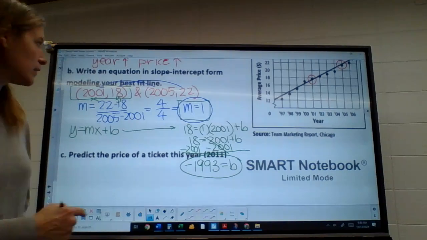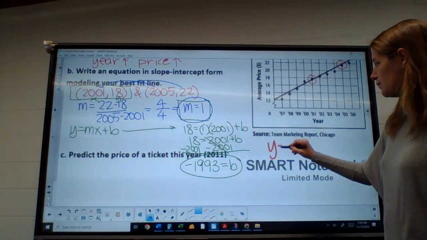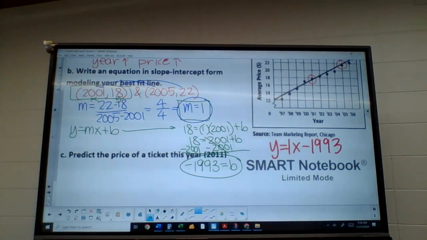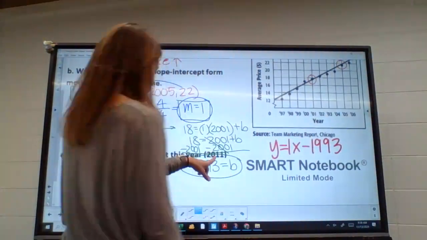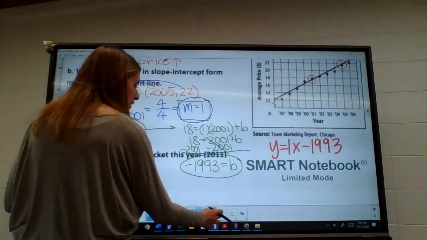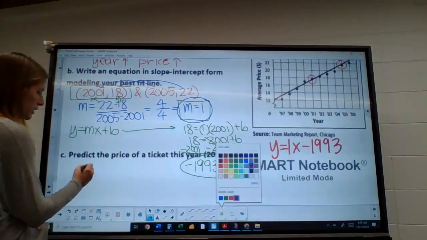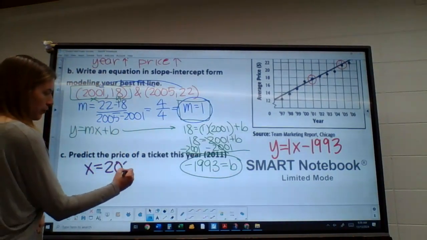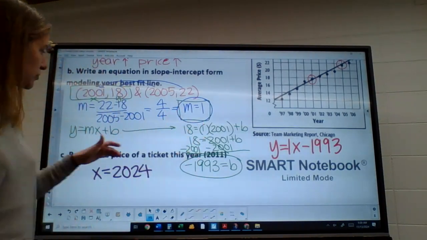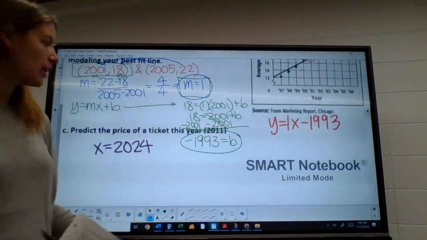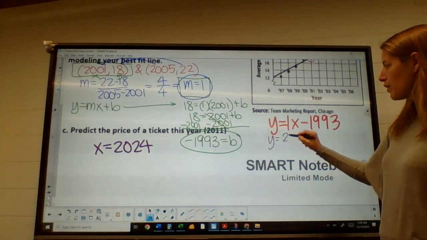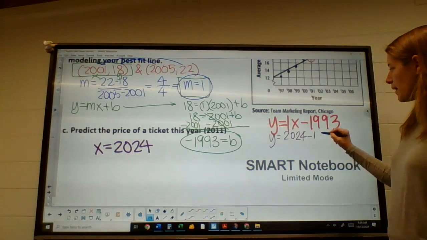So our equation of our line of best fit. Now they want us to predict ticket price this year. Well, this data is kind of old. Why don't we predict a ticket price for this year? So the year that we're picking is 2024. And we want to figure out an average ticket price for Major League Baseball. So we're going to put that in as our x value here. 1 times 2024 is just 2024 minus 1993.